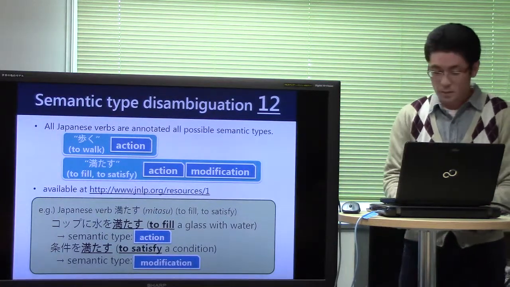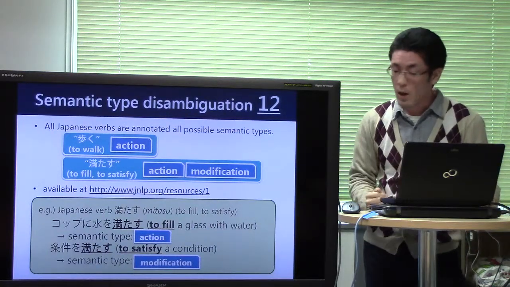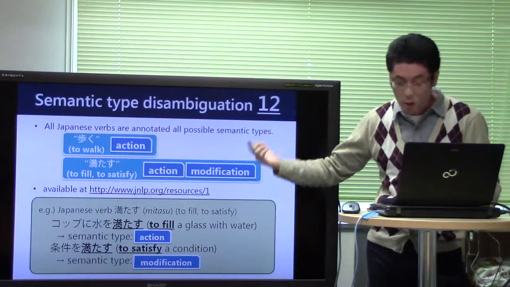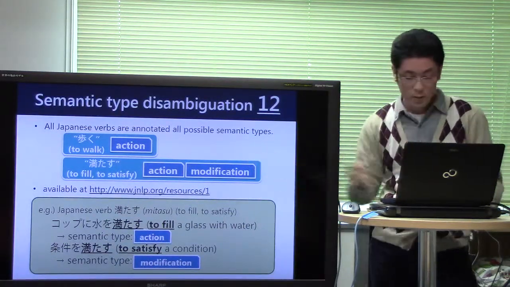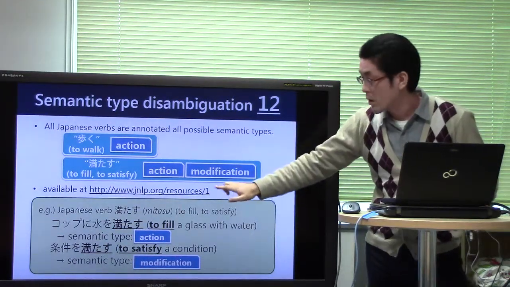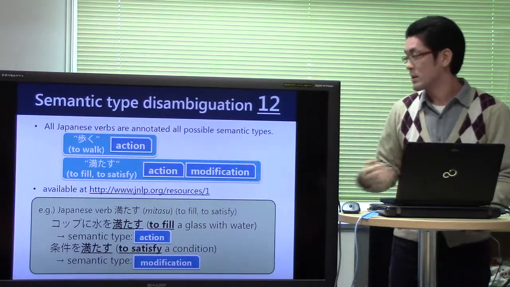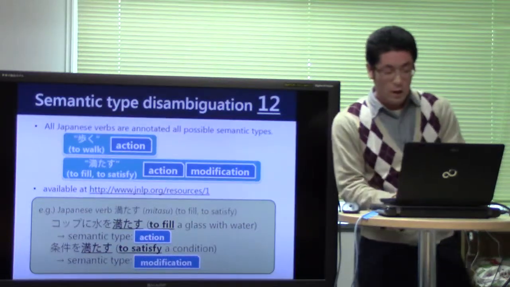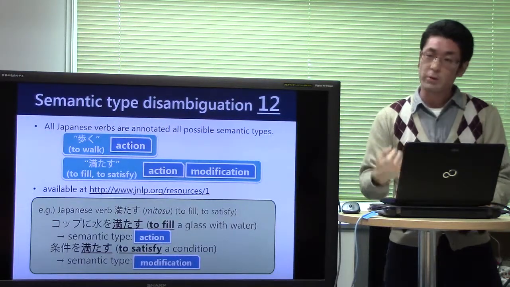Then they annotated possible types to all Japanese verbs. For example, the Japanese verb aruku, which means to walk, is annotated only with the type action. And the Japanese verb mitasu, which means either to fill or to satisfy, has both the types action and modification. The annotated data is available at our laboratory's website.